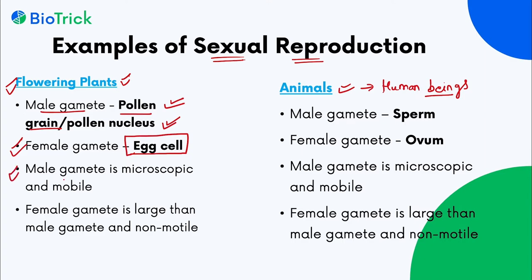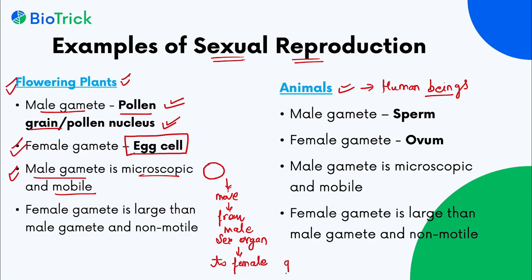And next, male gamete is microscopic and mobile. Now the male gamete is always small compared to the female gamete and it is mobile. It can move from the male sex organ to the female sex organ. It is essential for the process of fertilization.